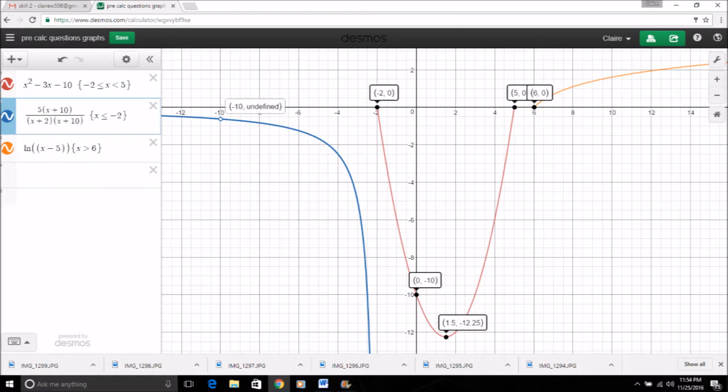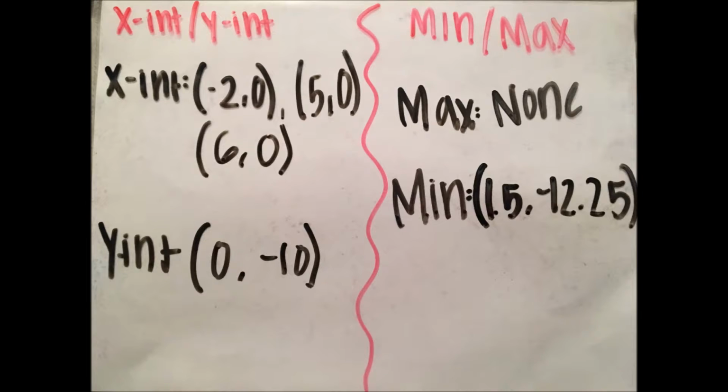So these are just the graphs that I just showed how to graph, but they're on Desmos, and they're just a little bit neater and easier to see all of the things that I was pointing out in those graphs. Okay, so the first thing is the x-intercept and the y-intercept, and then the max and the min of the graph. And so the x-intercepts of these graphs are at (-2, 0) and (5, 0), and both of those x-intercepts come from the graph x squared minus 3x minus 10, and then the third x-intercept is at (6, 0), and that comes from the natural log of (x minus 5).